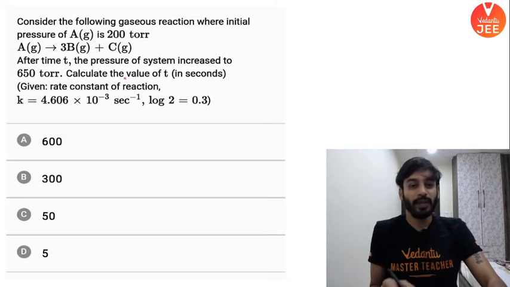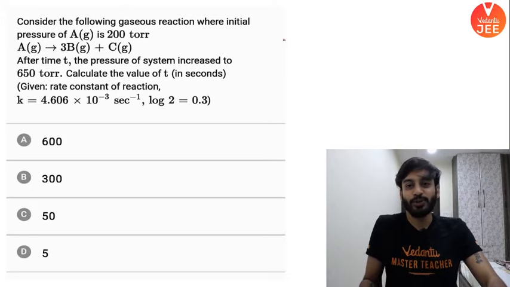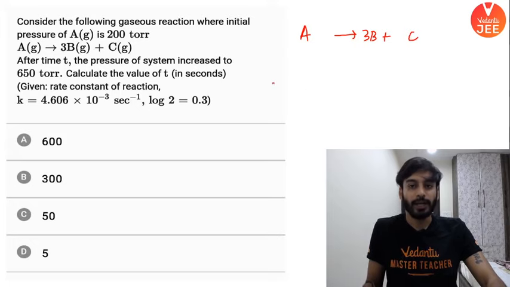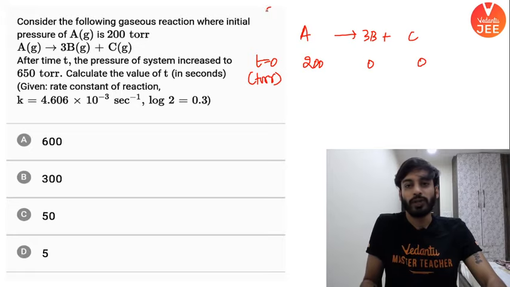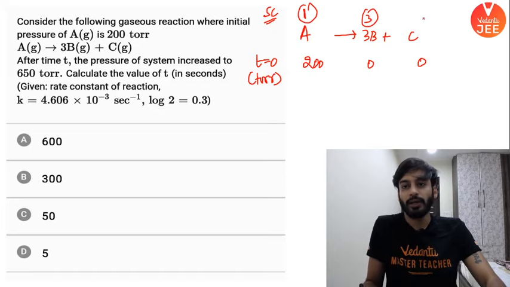A was there and it is dissociating. Initially, the pressure was 200 torr. So you can write the situation: A gives you 3B, gives you C. At time t equal to 0, it has been mentioned it is 200 torr. So pressure I am taking, it is at 200 torr. Here it is 0, 0. What is the stoichiometric coefficient, beta? 1, 3, 1. Correct?